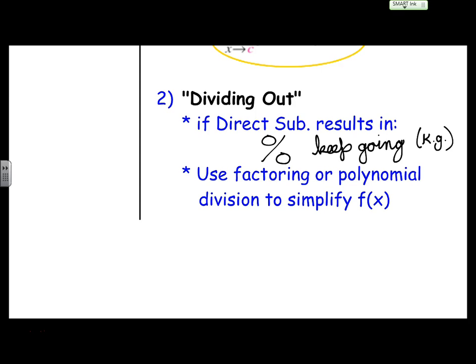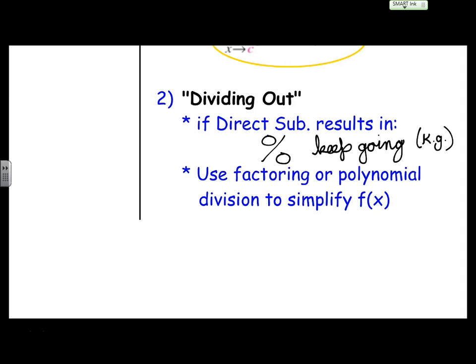Keep going, not kilograms. Keep going. For a limit, if you ever get 0 over 0, keep going. That is not an answer. That is not a DNE. That is not necessarily hey, keep looking, there's an answer out there.